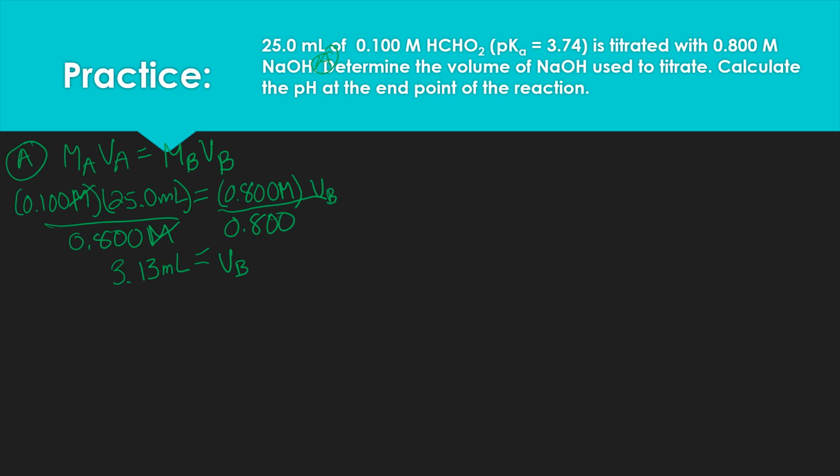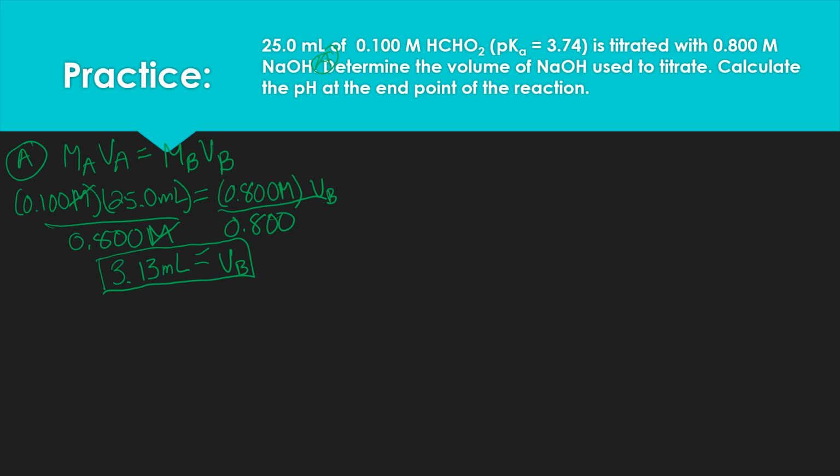So that's not that much, right? We have 25 milliliters of our acid. It only took 3 milliliters of our base to titrate that. But we can see that the concentration of the base is 8 times bigger. You have 0.8 molar versus 0.1. So it's going to take much less of that to get equal moles. So that answers part A. There's the first answer. Let's take a look at part B.